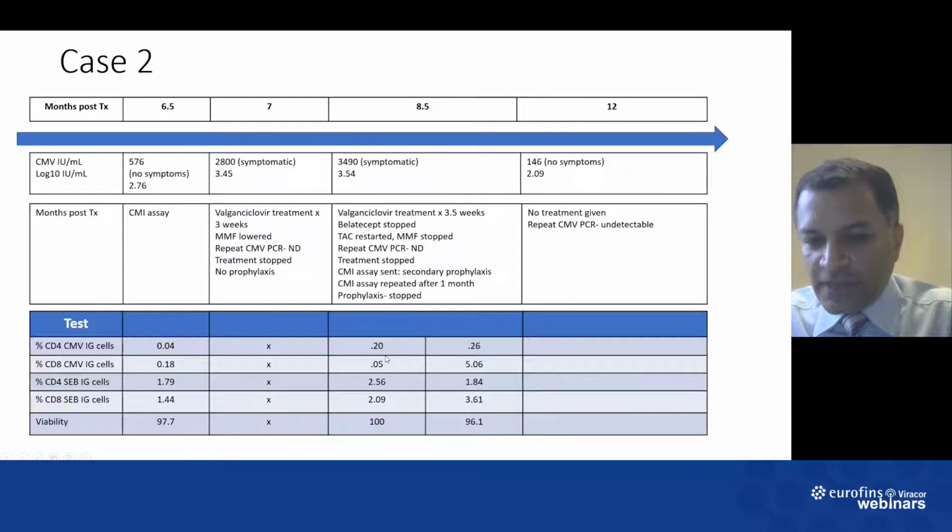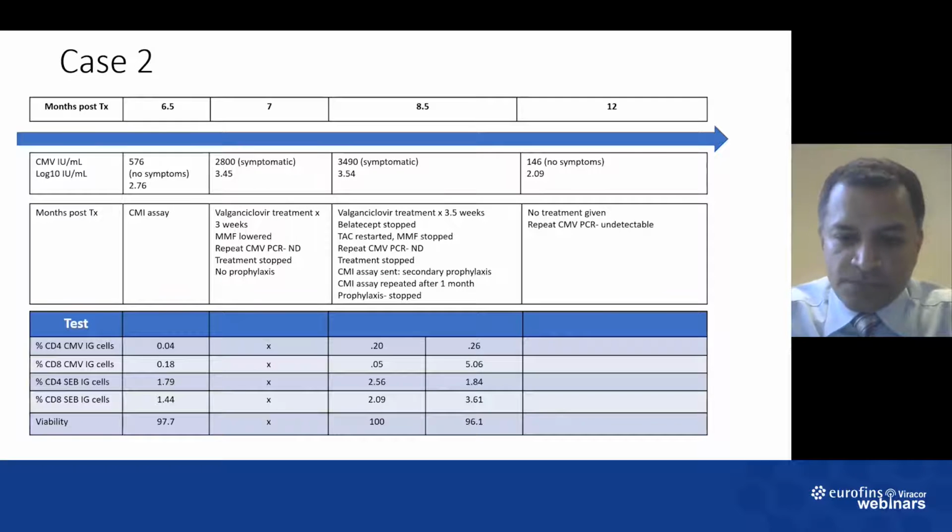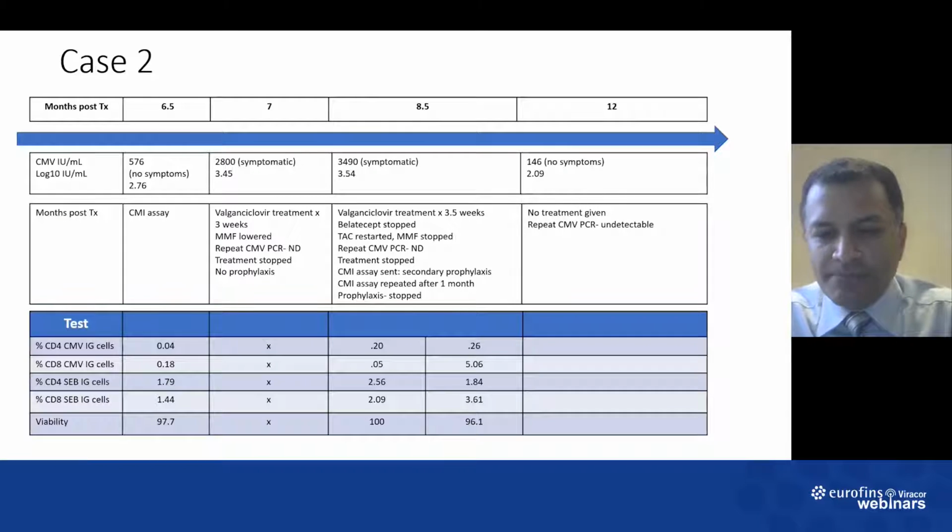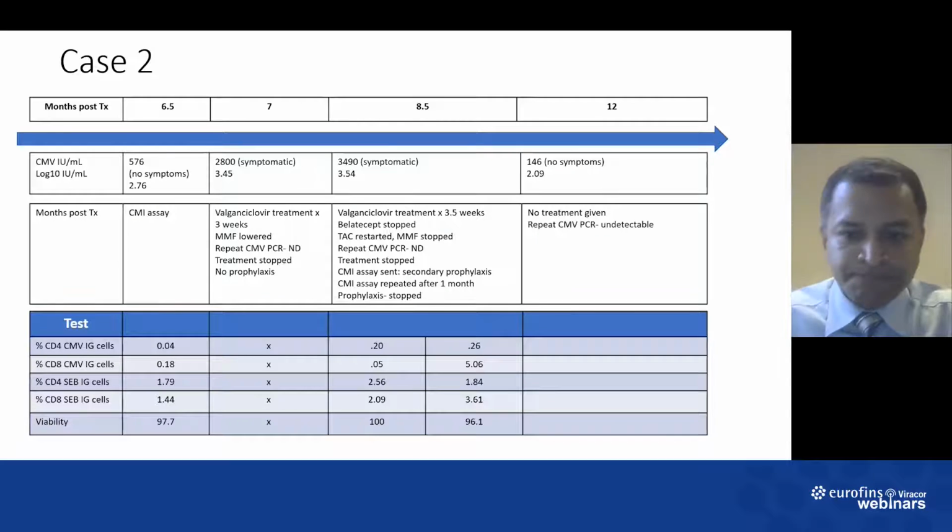So based on this, again, a slight suggestion that this person, based on the clinical presentation, based on the immune suppression, and further based on the CMV immunity assay, might be at a higher risk of developing recurrent CMV infection after stopping the treatment. So we made a decision to start this person on secondary prophylaxis with valganciclovir, and we repeated the CMV immunity assay in 1 month.